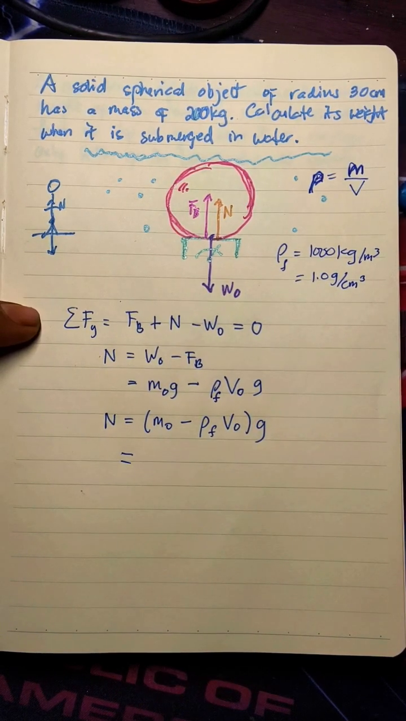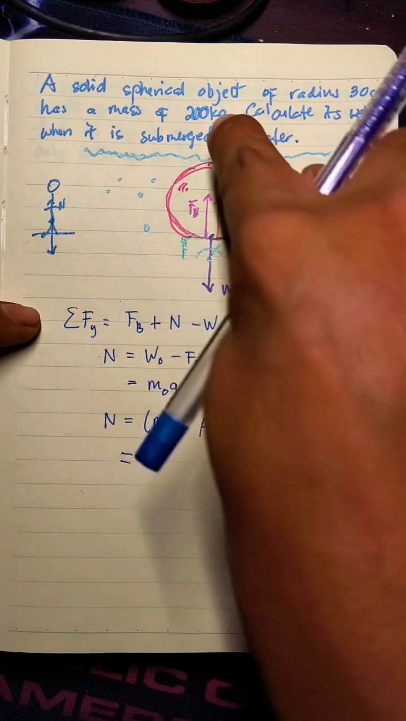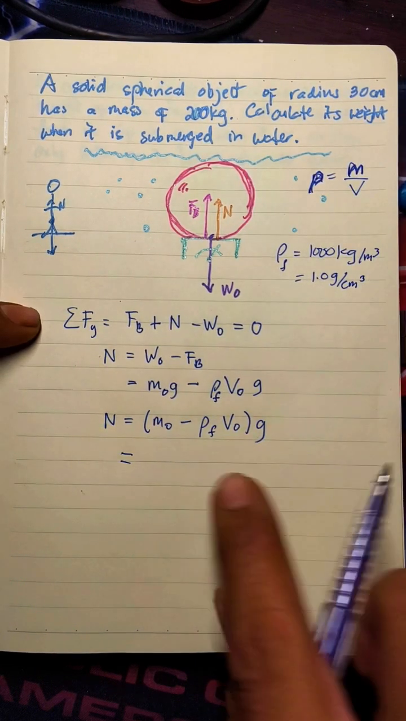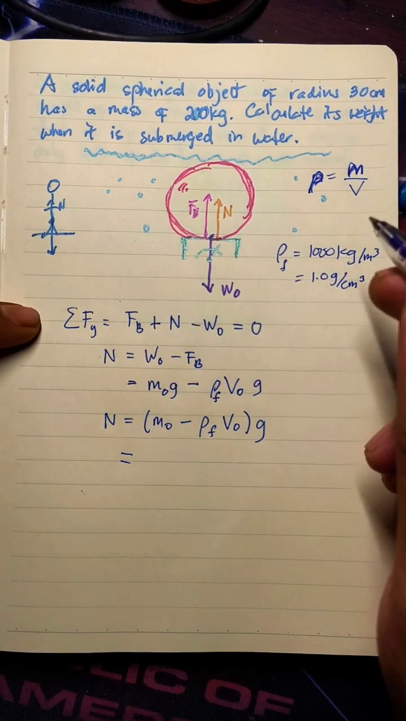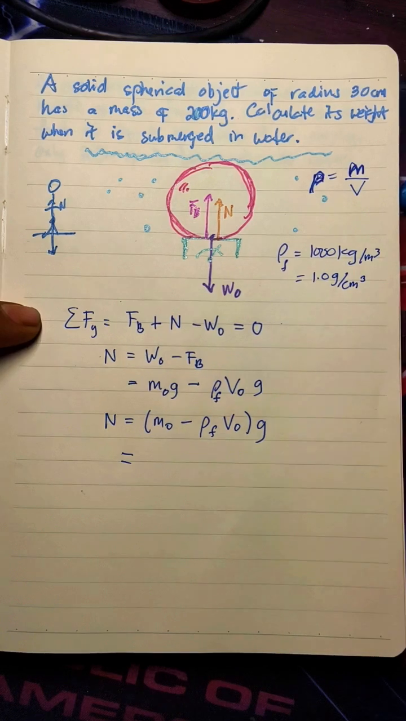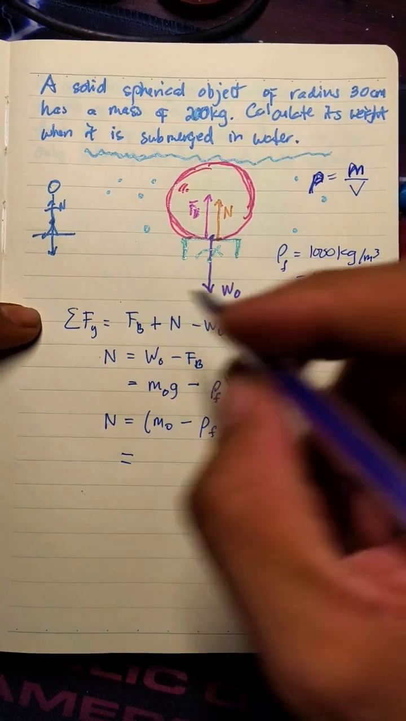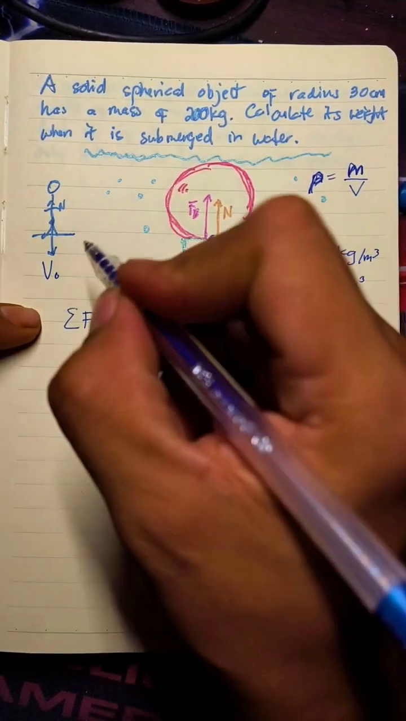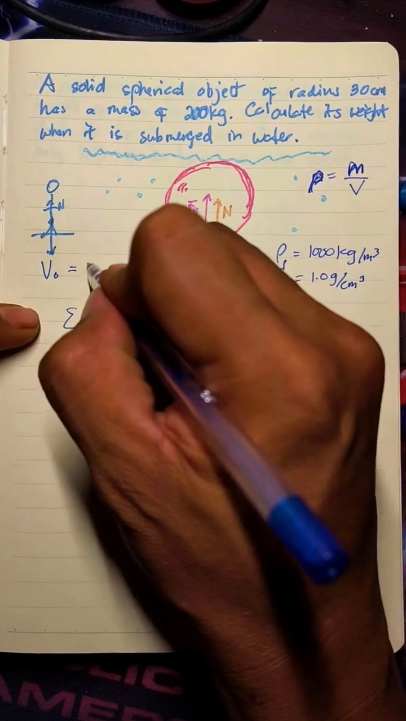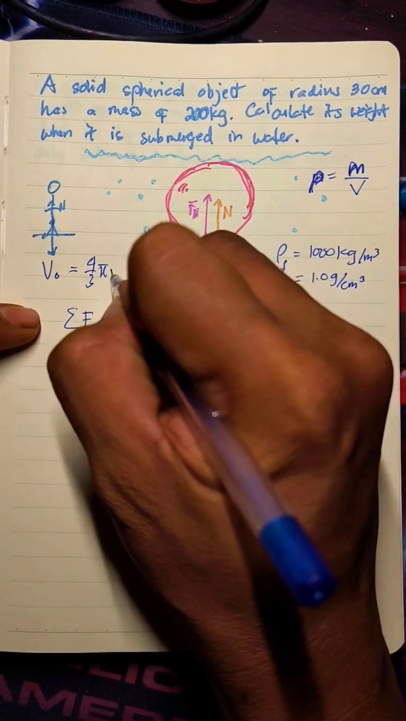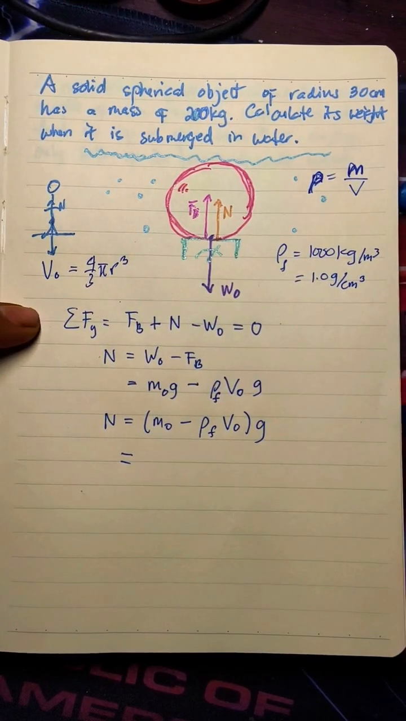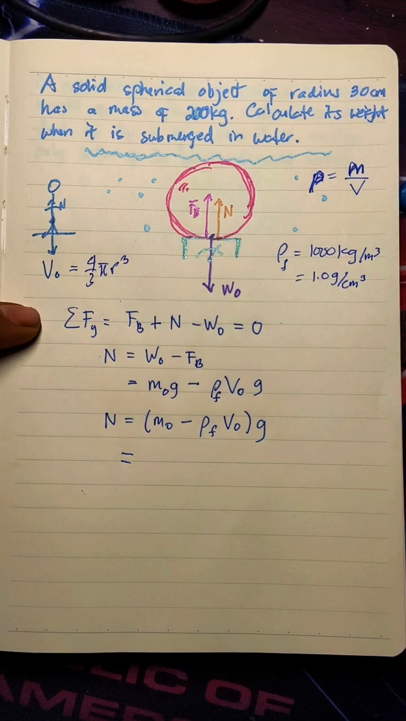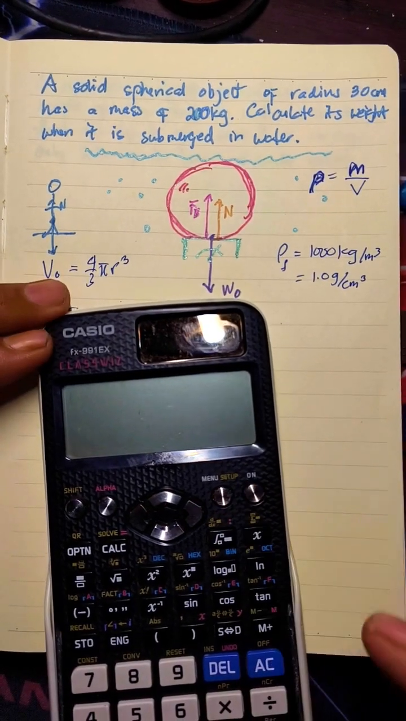We can now put values on this, because we already have these numbers. Oh, by the way, we don't have V_o yet. Let's calculate V_o. V_o would be the volume of a sphere. This is a spherical object, so that would be 4/3 pi r cubed. We can just plug this into the calculator directly.